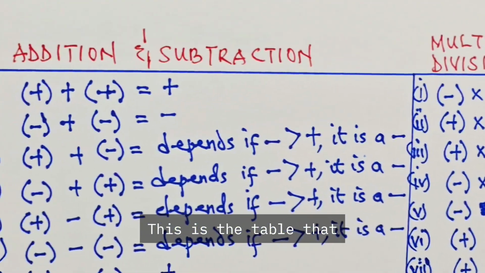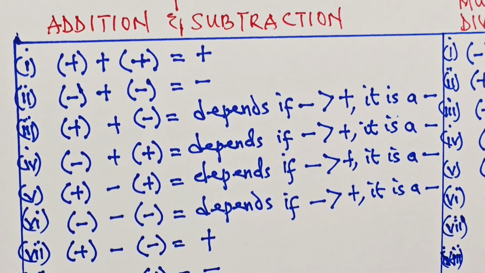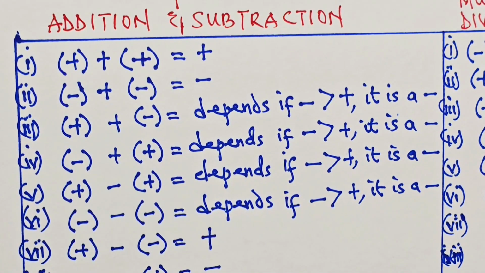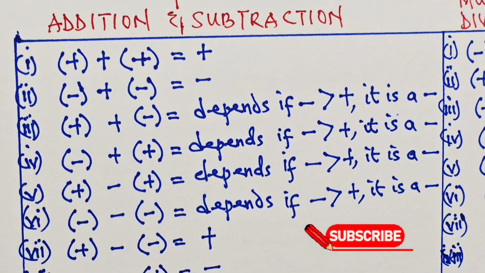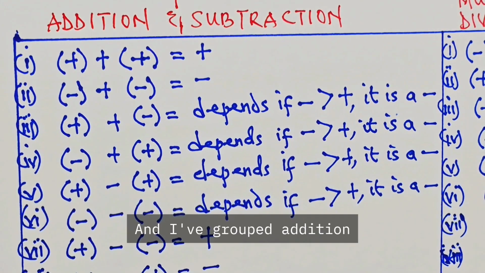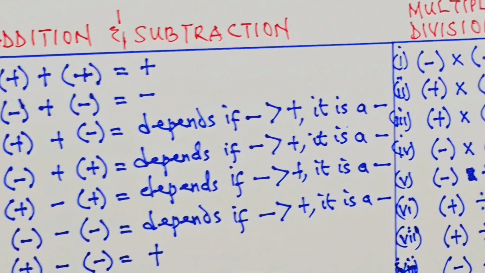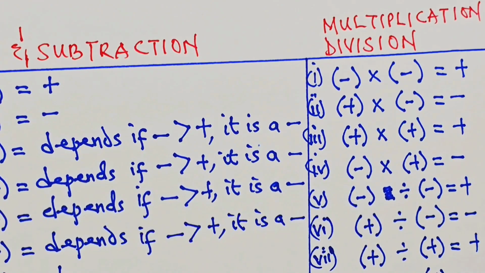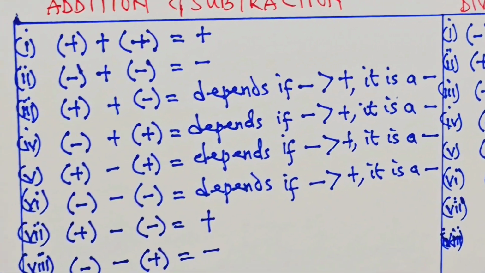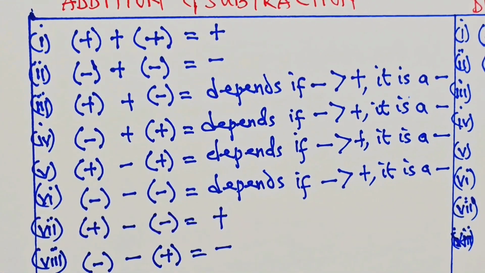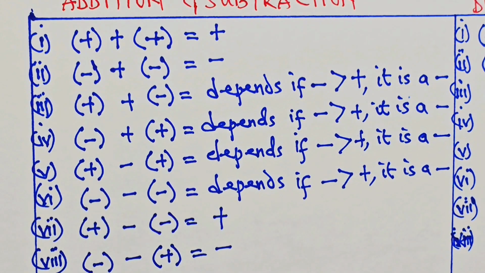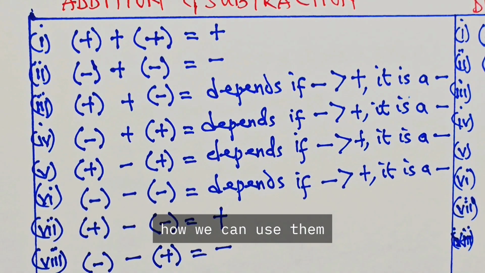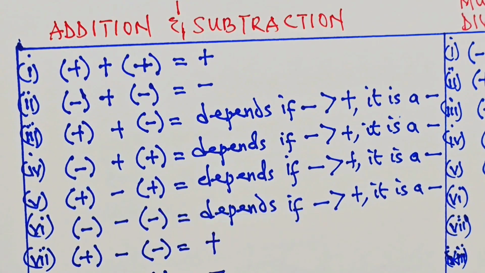This is a table that I've just made, and we are going to look at them one by one. I've grouped addition and subtraction together, and I grouped multiplication and division together. We're going to look at them one by one, and then we are going to look at examples of how we can use them.